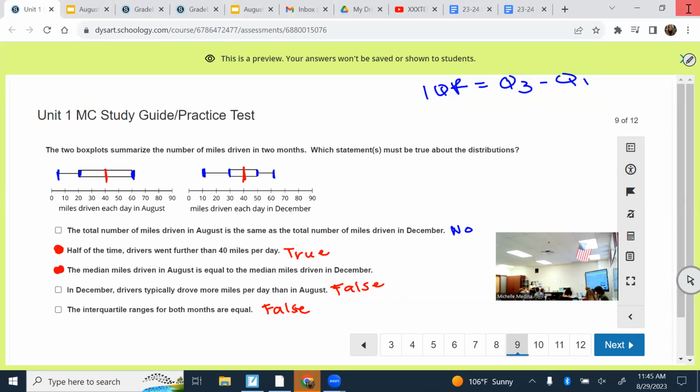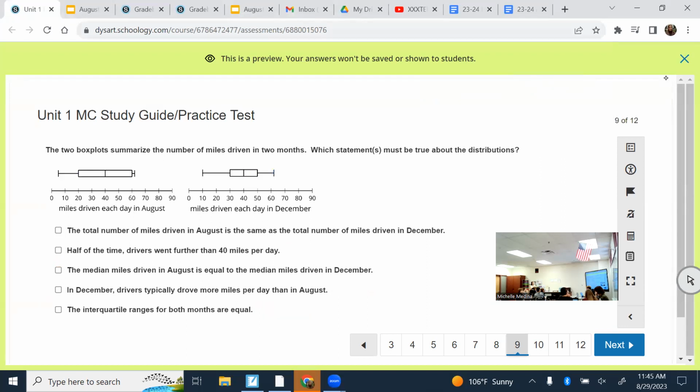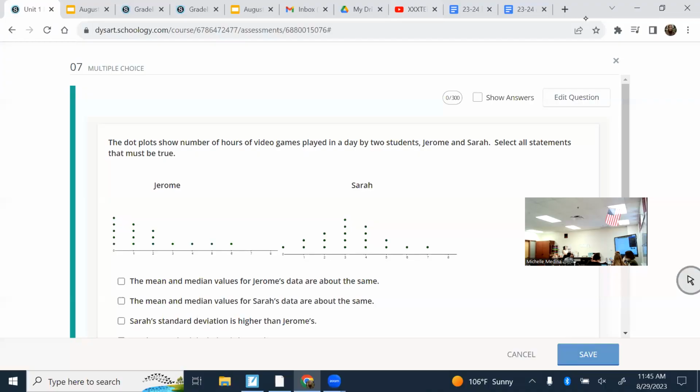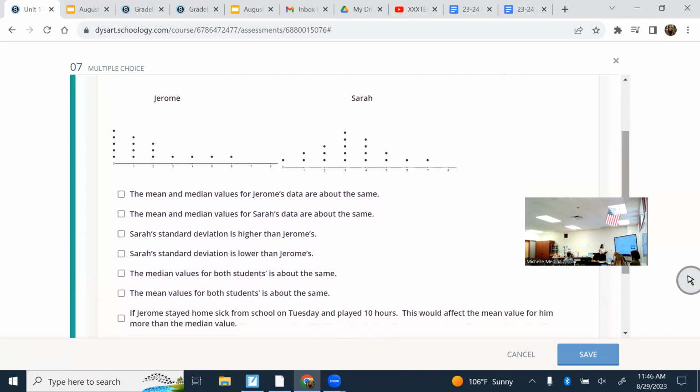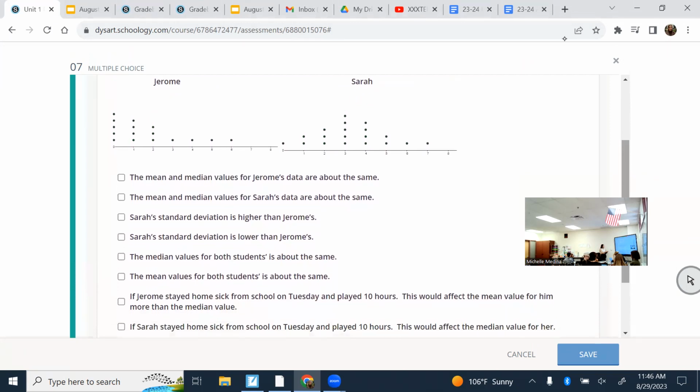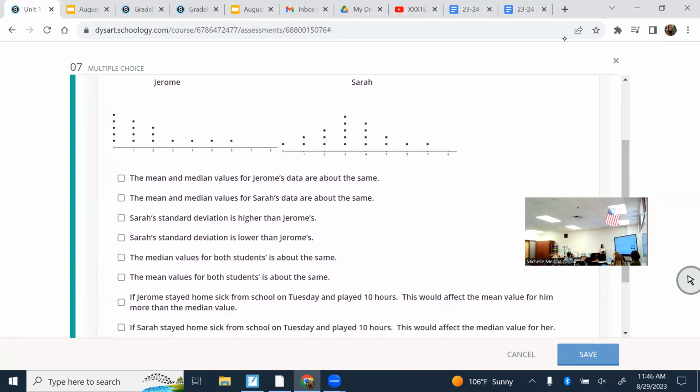Let me just make sure this matches the key that I have. Okay. So plots show the number of hours of video games played by two students, Jerome and Sarah. We're going to select all that must be true. First is that the mean and median values for Jerome's data are about the same. Yes or no?